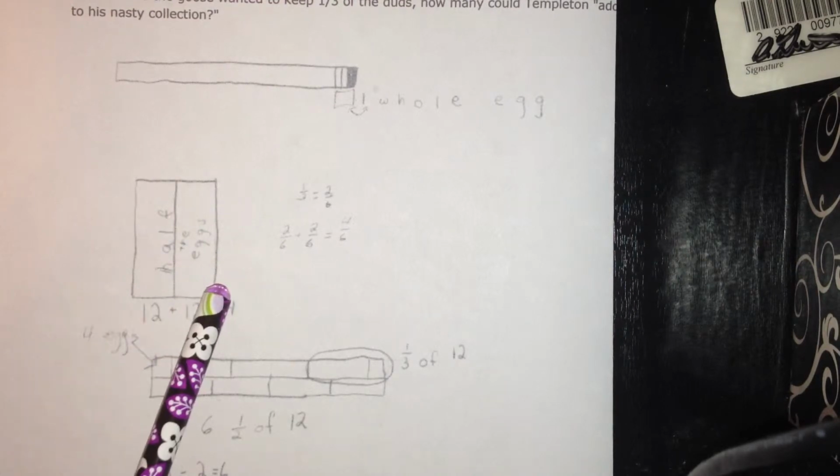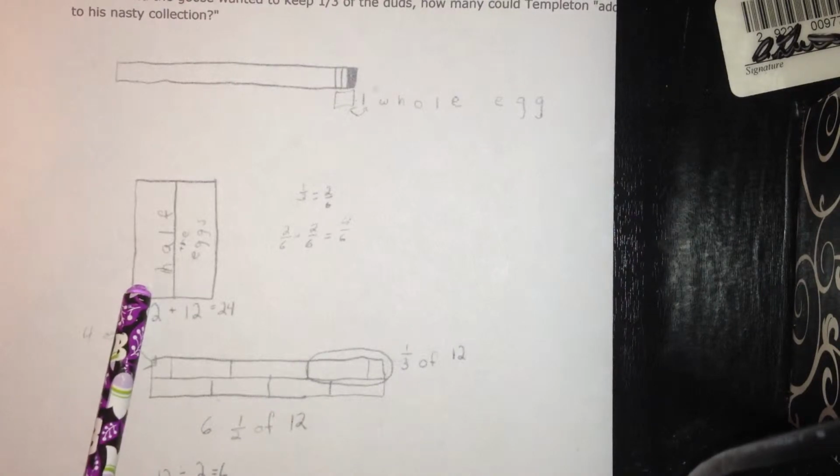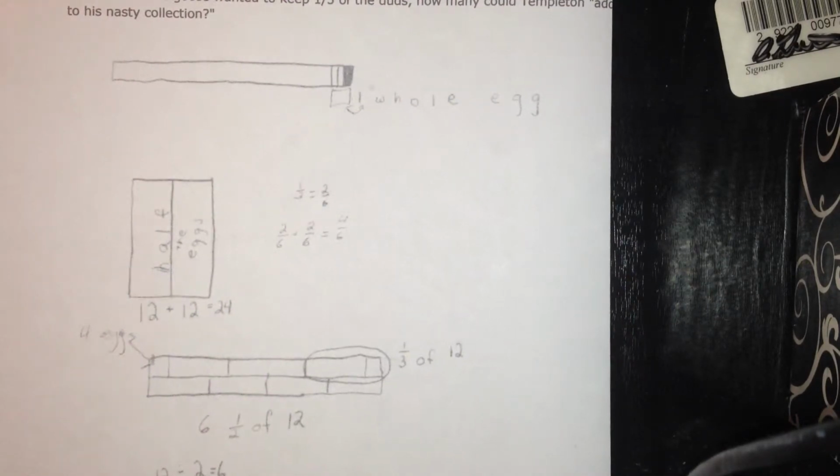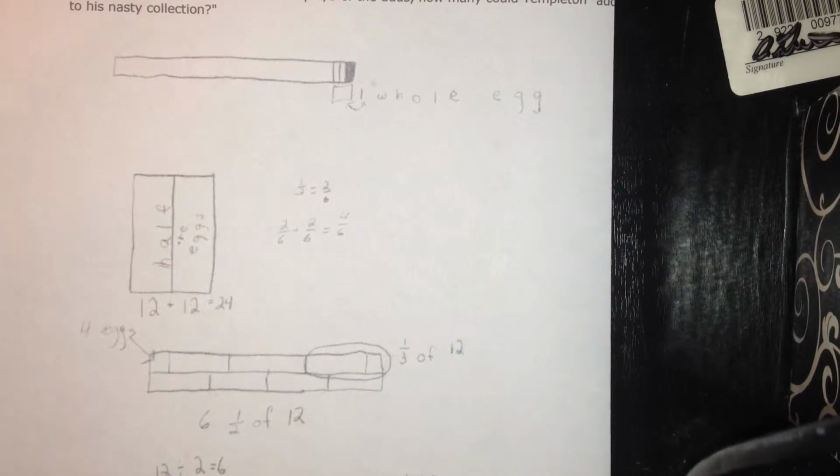So then, as we move down on the paper, we can see that the student then drew another large box representing the 24 eggs, but this time divided the whole box in half. The student then labeled half of the box with 12 and the other half as 12, stating that half of 24 was 12. The student then knew that she needed to find what 1/3 of 12 was to find out how many of the duds the goose wanted to keep.